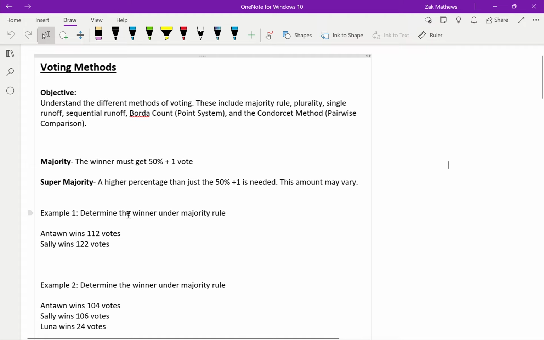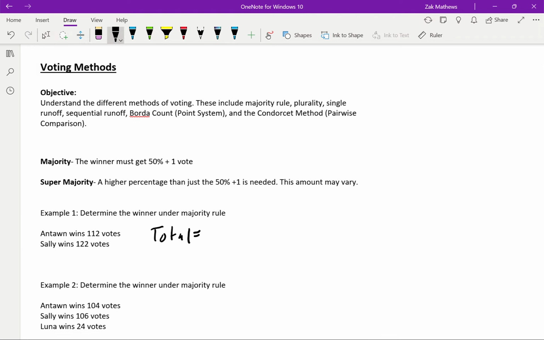So let's determine who wins under this majority rule system. So we have Anton and we have Sally running an election. Anton wins 112 votes. Sally wins 122. So what I need to determine first is, what is that 50% plus 1? So I'm going to first calculate a total. And so very obviously this will just be 112 plus 122. And so when we add those two numbers together, we get 234.